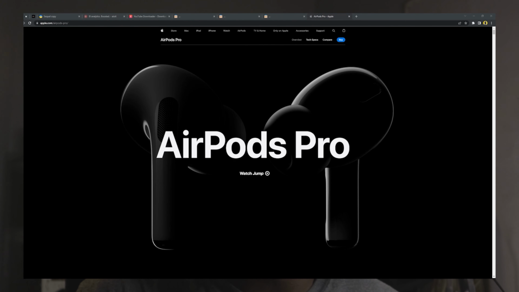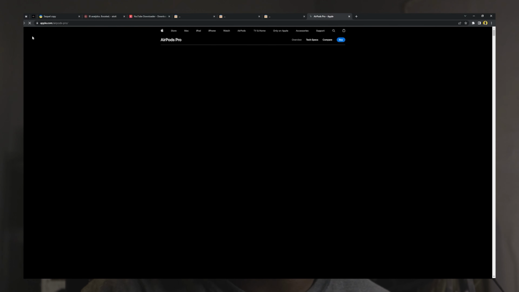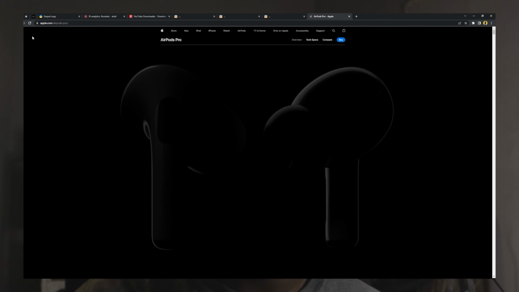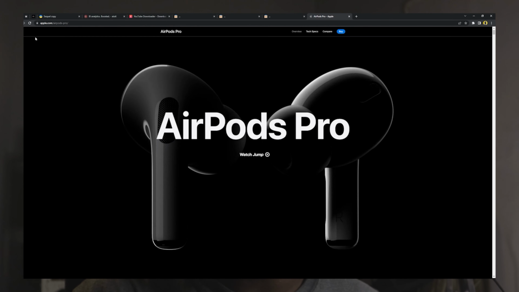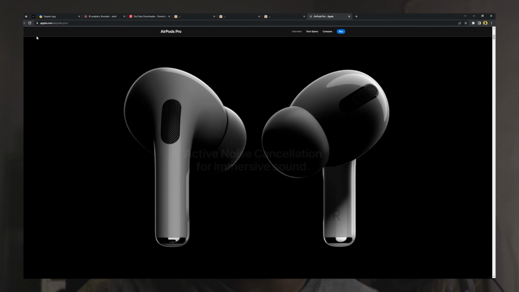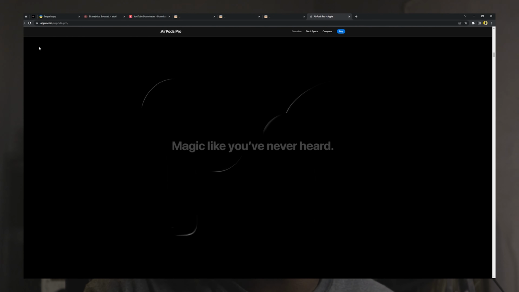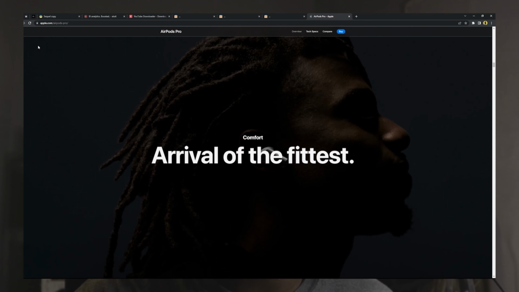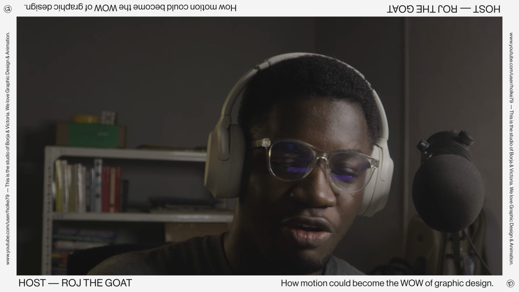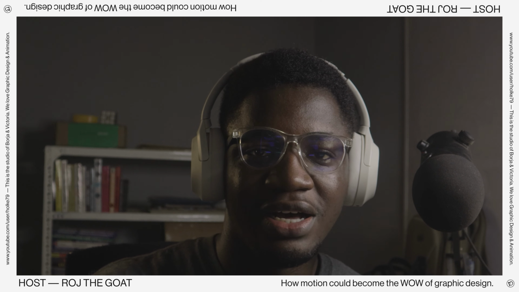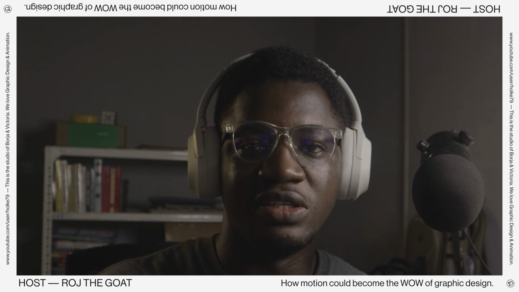One of my favorite instances of motion design taking graphic design principles to a whole new level is the advent of experience design, more specifically web experiences. Like, see how this website uses motion design and graphic design principles to create the most unique experience. I think this is truly the definition of how motion design is the wow of graphic design, but then in a whole new context. And it's really, really interesting.